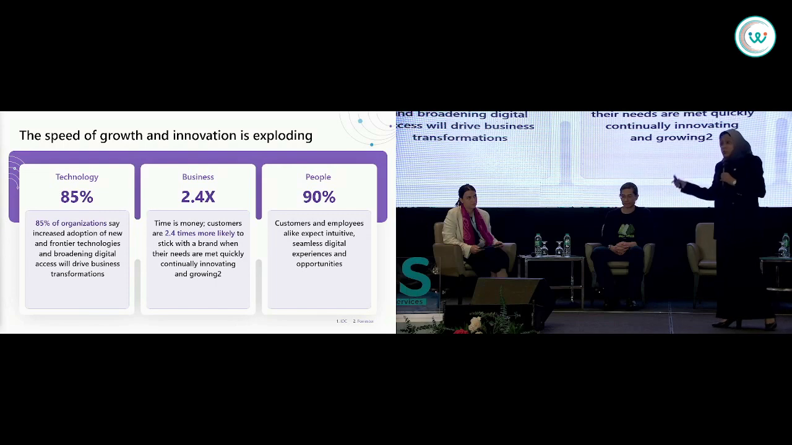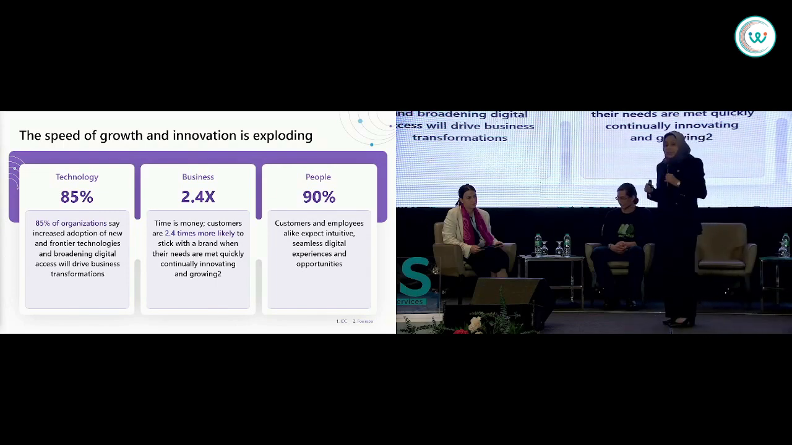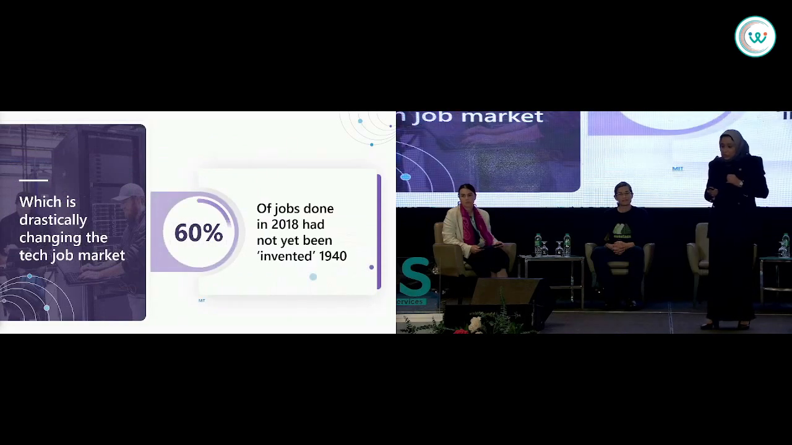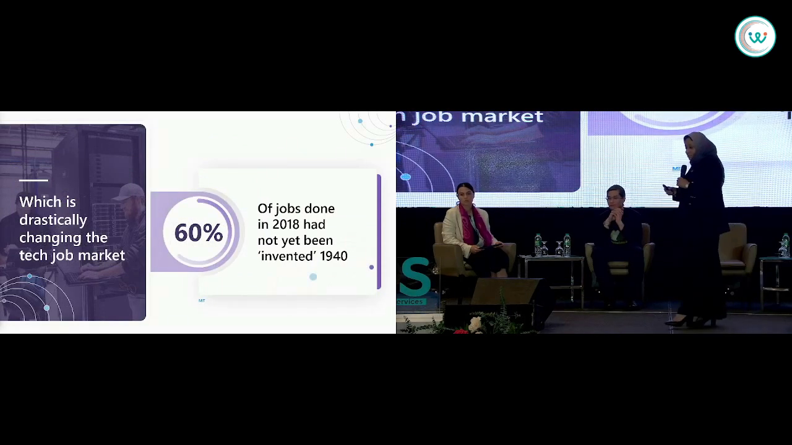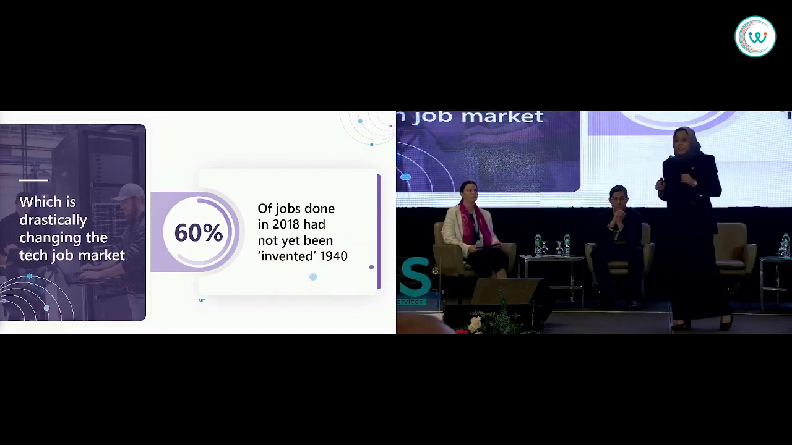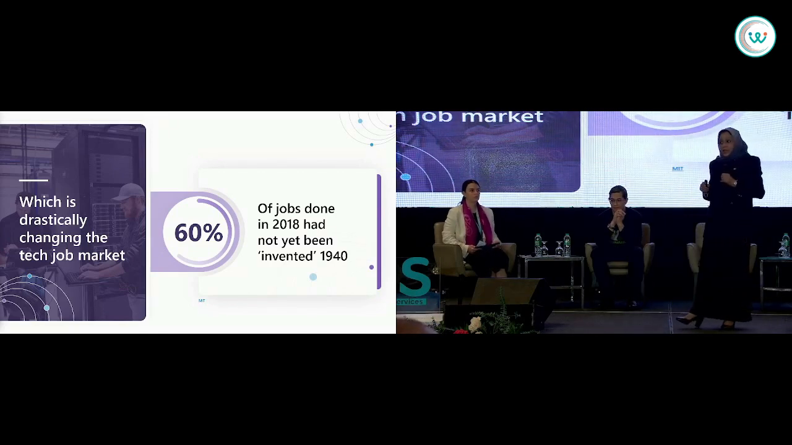The demand loop has also required us to change the way we work. And I thought it would be interesting to look at some of these numbers. 60% of the jobs that were done in 2018 had not been invented in 1940, right?